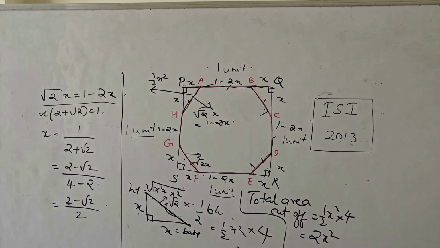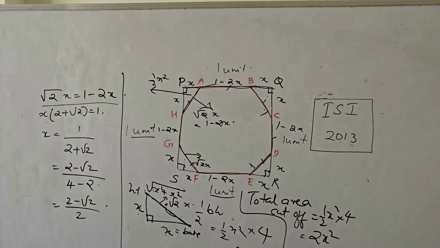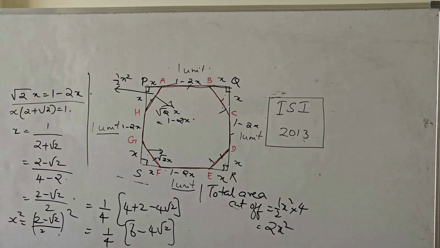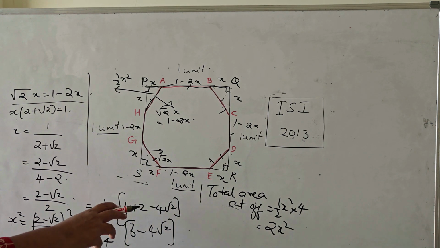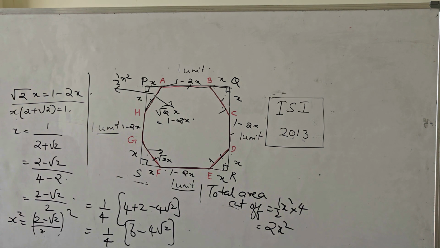I have rationalized it because in order to find the area, I need to find 2x square. So, I am getting 2 minus root 2 by 2. Now, let me find the value of x square and then multiply it by 2 in order to get the area. After squaring x as x square, this is what I am getting. So, the 2 square, which is 1 by 4, I have taken out and this is what is remaining and I am getting the final value as 1 by 4 into 6 minus 4 root 2. This is the value of x square.